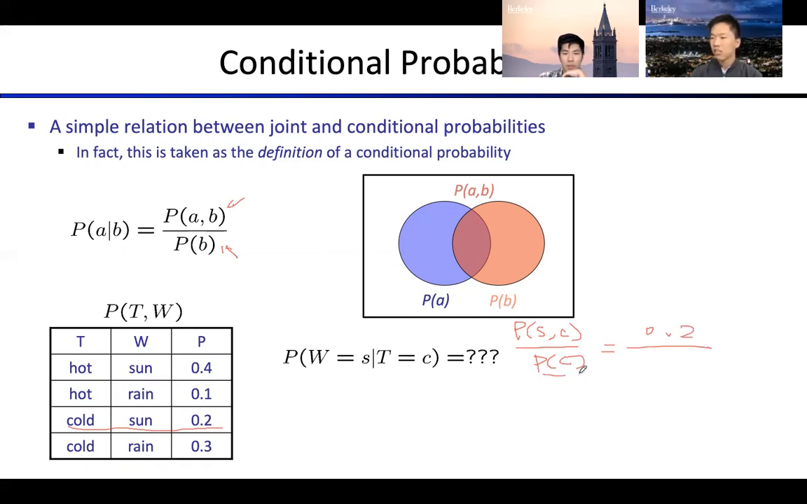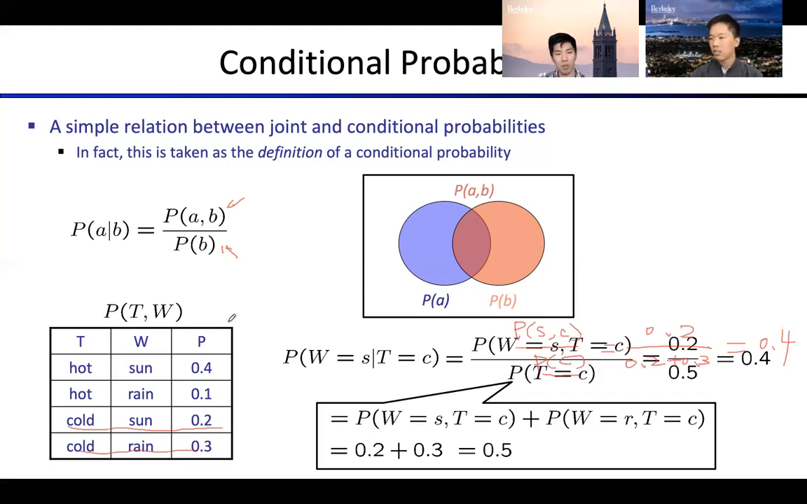On the other hand, for P of C, remember we used marginalization to calculate P of C. So P of cold is just summing out these two rows: 0.2 plus 0.3, and this will be 0.4.